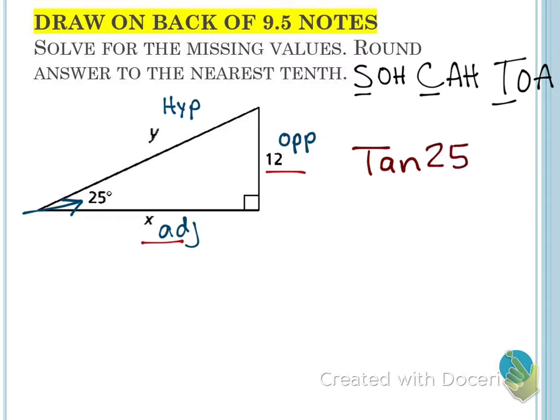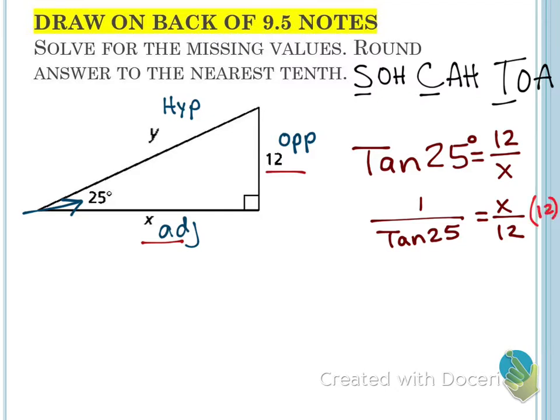from 25 degrees, and it will equal the opposite over the adjacent. Opposite over the adjacent. Can I multiply both sides by 12? No, I need to flip both. So flip both sides. Once you've done that, you can officially multiply by 12. And then we're rounding to the nearest tenth.